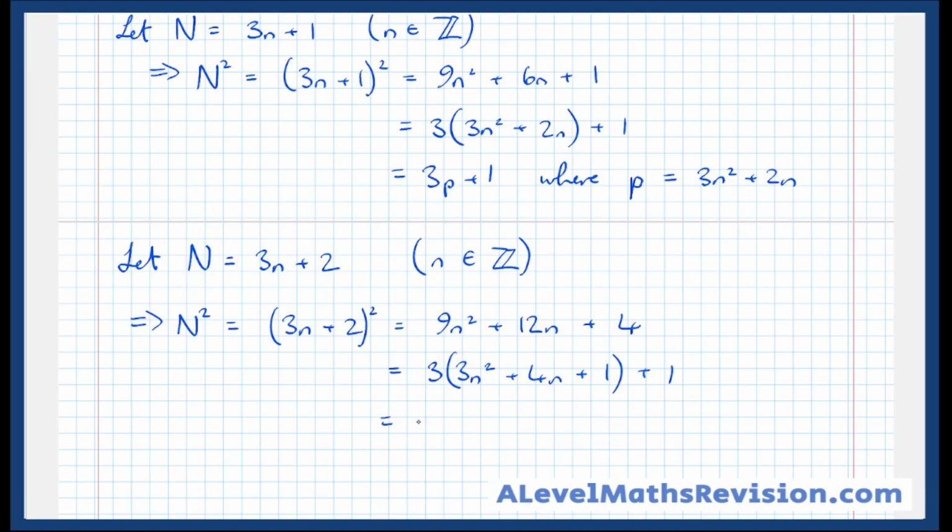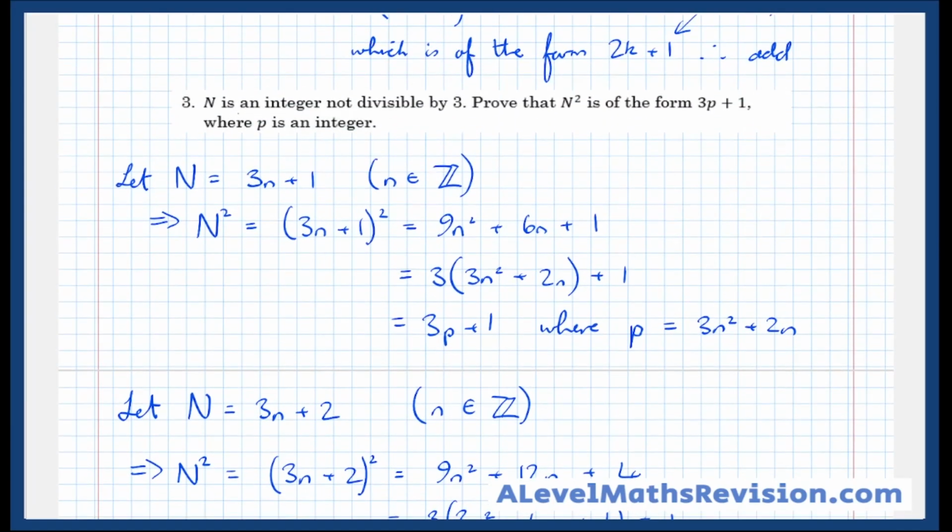And there we've done it again, equals 3p plus 1, where p in this case is 3n squared plus 4n plus 1. If we'd left the plus 4 outside the bracket, we wouldn't have shown what the question asked us to show, which was that it's of the form 3p plus 1.